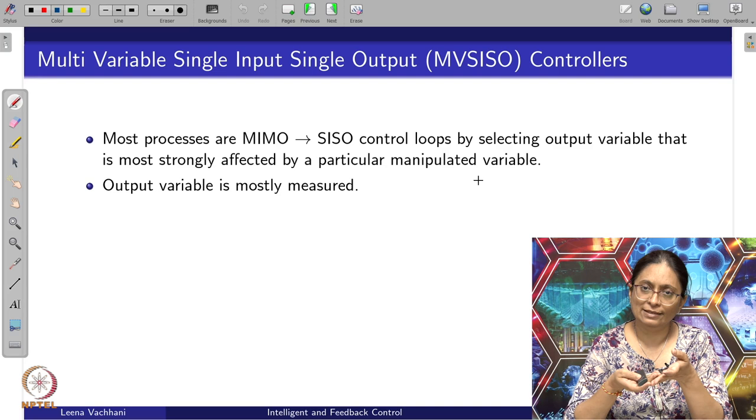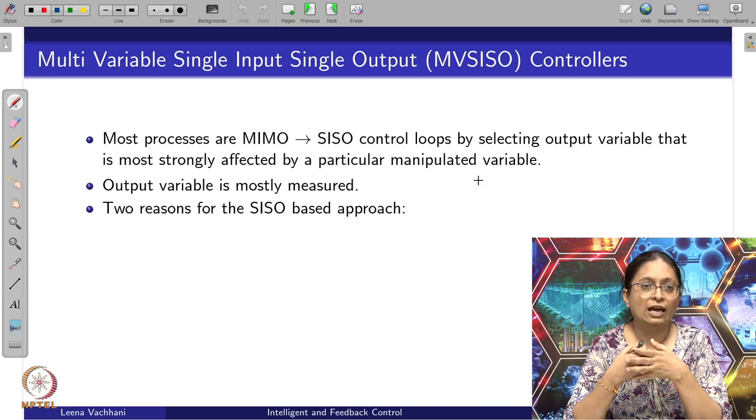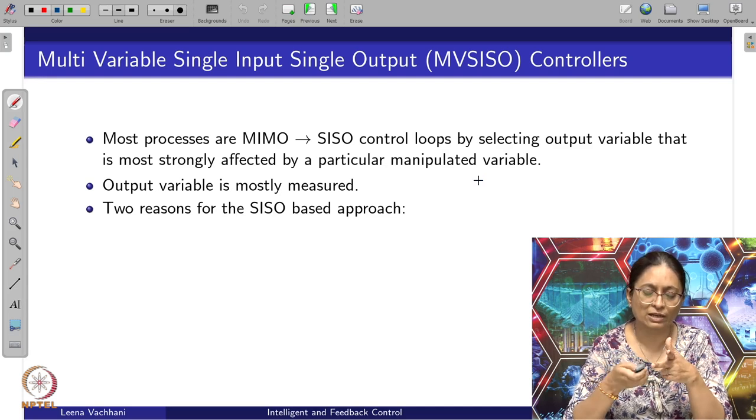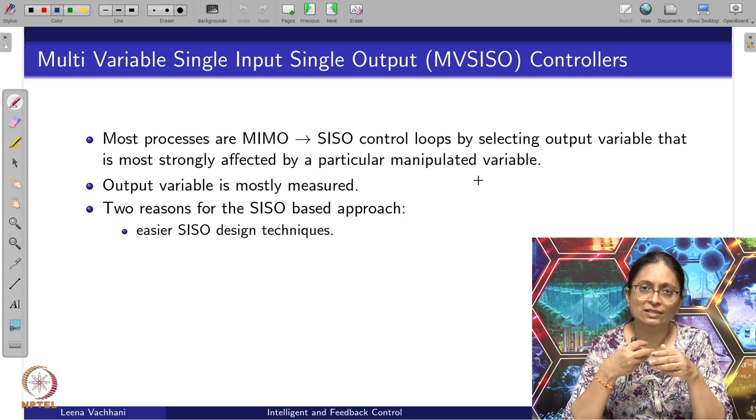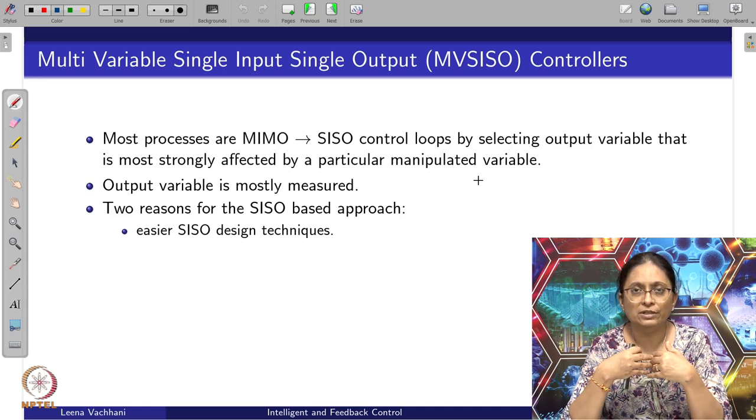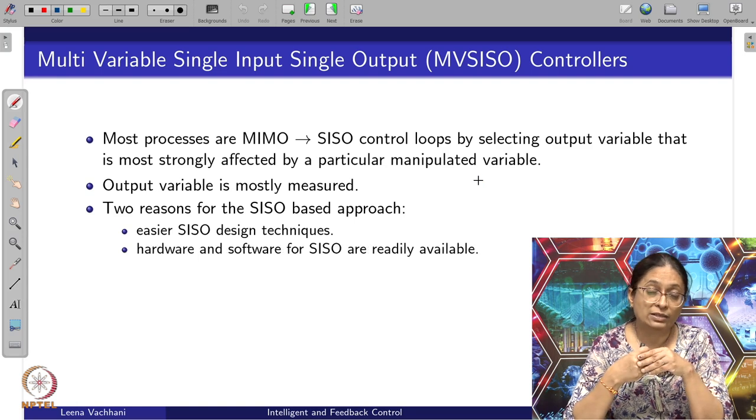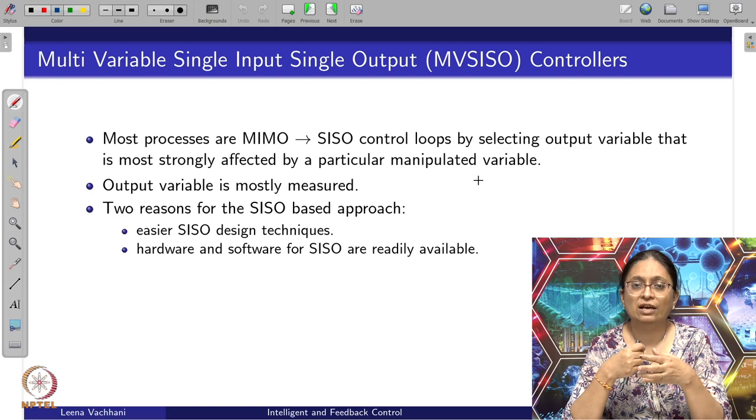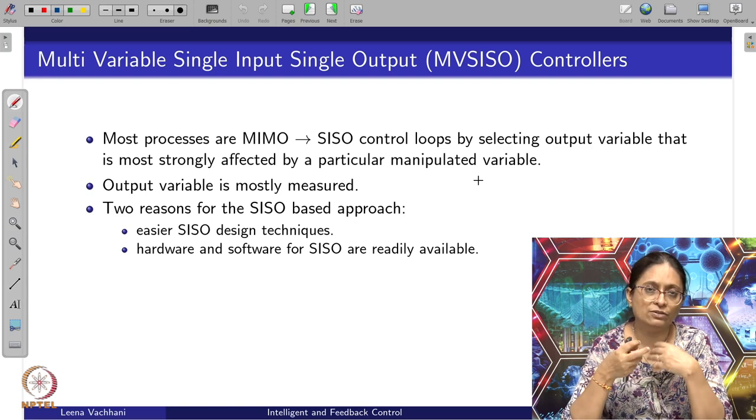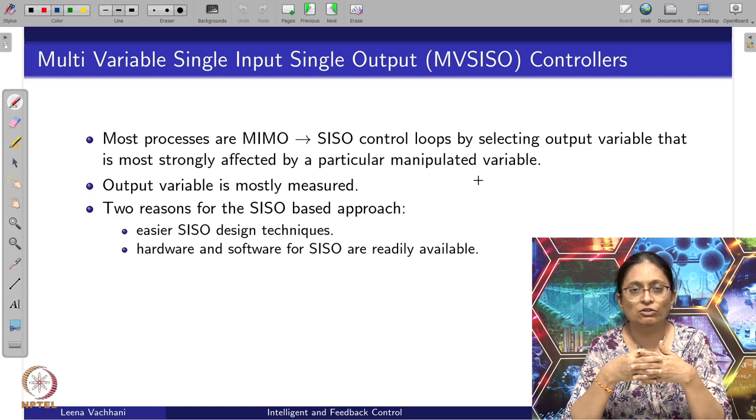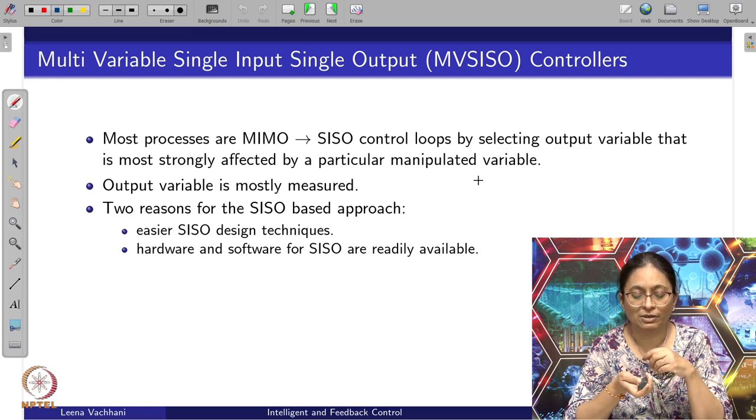The output variable in such circumstances is mostly measured, and we are considering the SISO based approach for two main reasons. One of the main reasons is that the SISO design is simpler, which I have been always saying in this lecture series, that we will be looking into control structures as simple as proportional, integral and derivative, or their combinations. At the same time, the control blocks and software are more or less available in the market, and so are the hardware. So one should be able to design the multivariable SISO system without making any major hardware or software change.